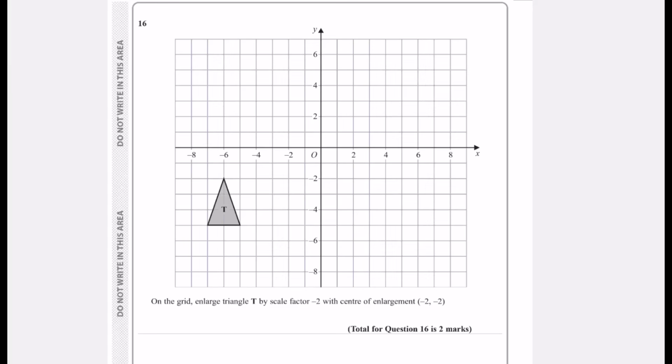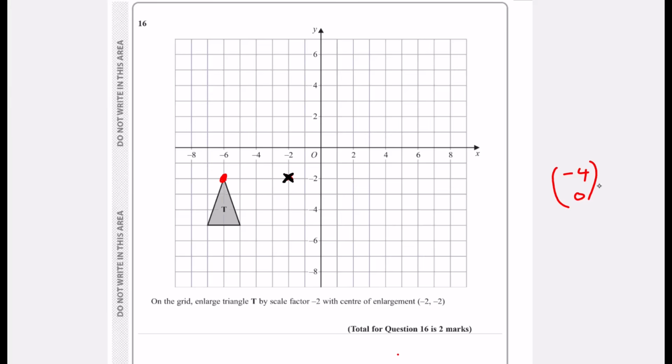Question 16. On the grid, enlarge triangle T by scale factor -2 with centre of enlargement -2, -2. So here's the centre of enlargement, -2, -2. So the distance from each point is going to be multiplied by -2. So at the moment, to get to this red point, we're going back 1, 2, 3, 4. You could say it's a translation to go to that point of -4, 0.